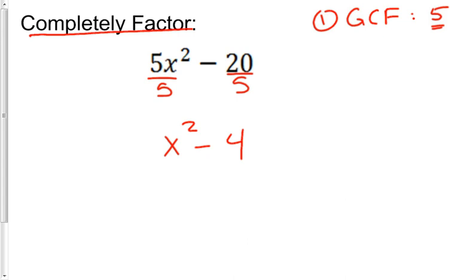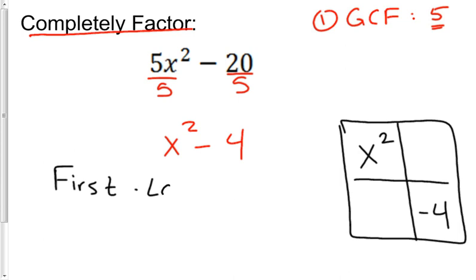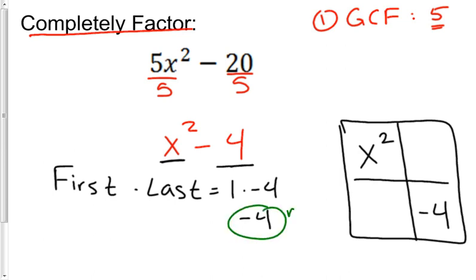Okay? Start by drawing the box. We put the x squared term in the top left. We put the last term in the bottom right. We need to figure out what's going to go in the other two corners. So we do first times last, which would be 1 times negative 4. First and last gives us negative 4. So we need two numbers that are going to multiply to give us negative 4 and add to give us, well, we don't have a middle term.